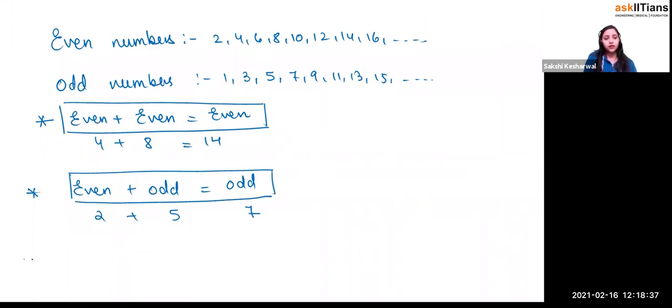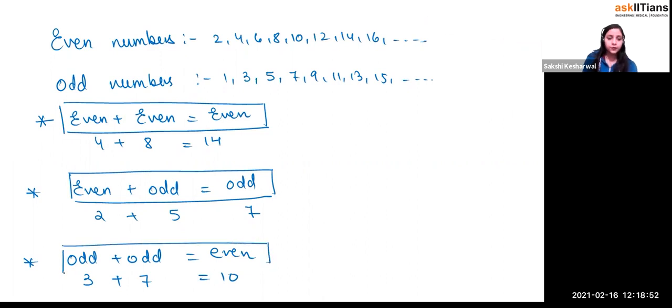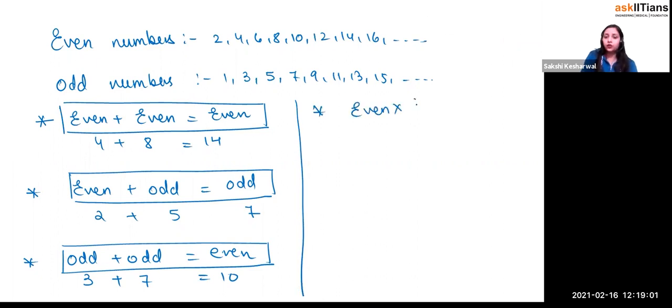Now, if I say odd plus odd equals how much? Let's take an example, 3 plus 7 equals how much, beta? 10, which is even. So odd plus odd equals what, beta? Even. This is again an important thing, right? Now this is for addition, and let's go for multiplication. Now if I say, beta, even into even, right?